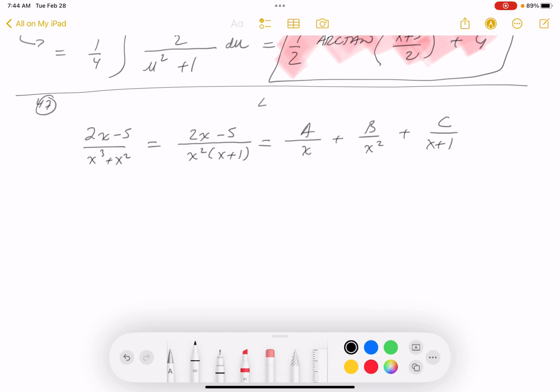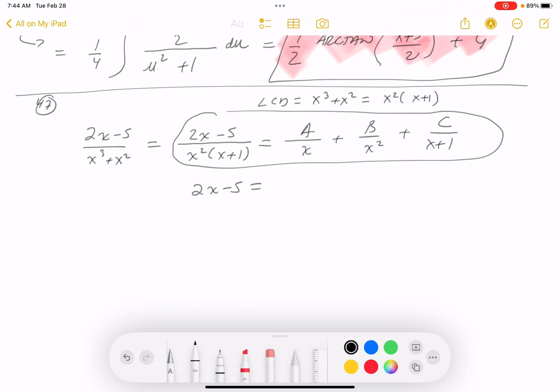With the LCD, pretty simple. The LCD is x cubed plus x squared, or if you prefer, x squared times x plus 1. I'm going to multiply both sides by the LCD, and you'll get this. You get 2x minus 5 on the left side of this equation. And what do you get over there? You're going to get Ax times x plus 1, plus B times x plus 1, plus C times x squared.